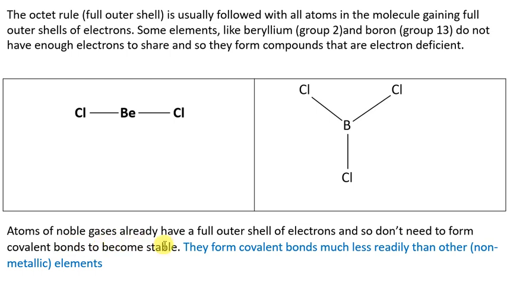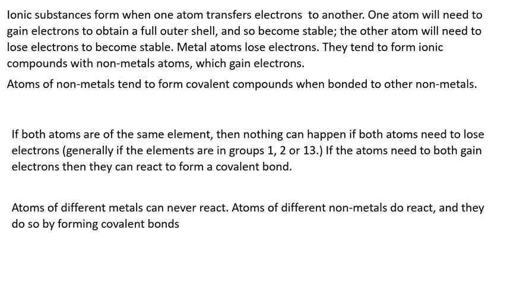Atoms of noble gases already have a full outer shell of electrons, and so don't need to form covalent bonds to become stable. They can form covalent bonds, I will say it's very rare. They'll form them much less readily than other non-metallic elements.